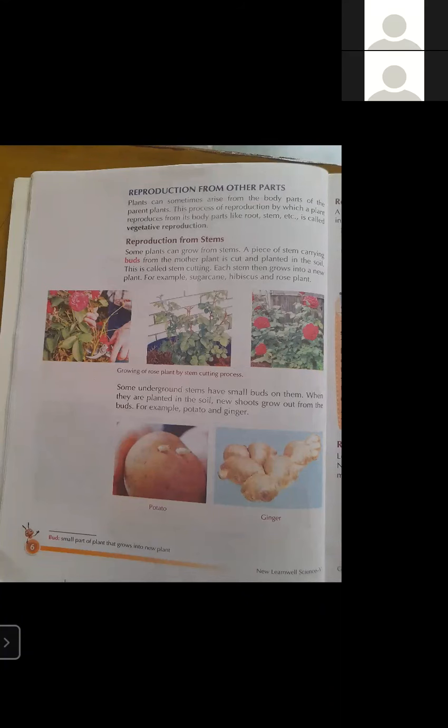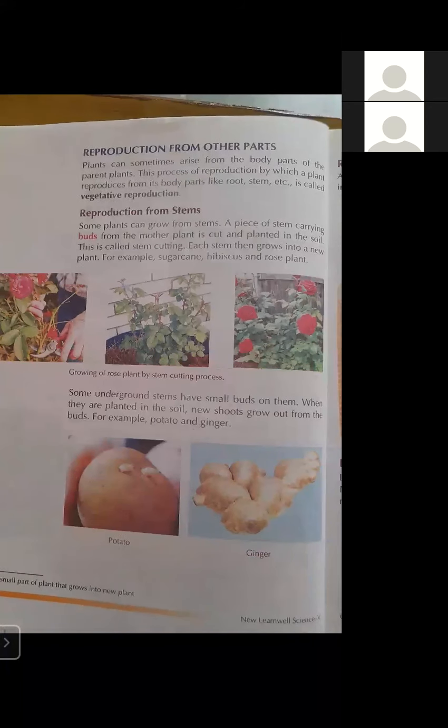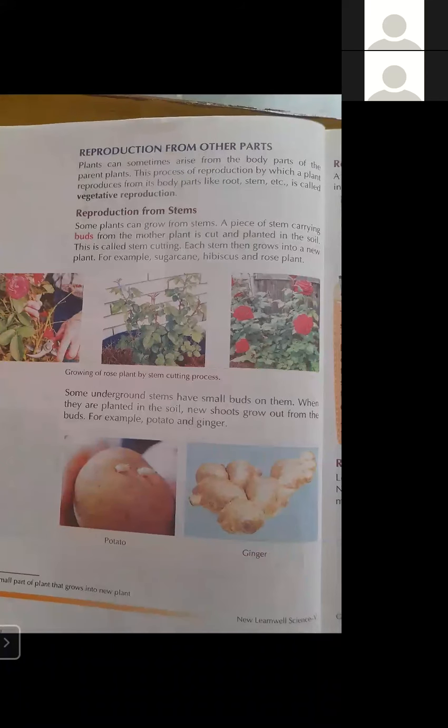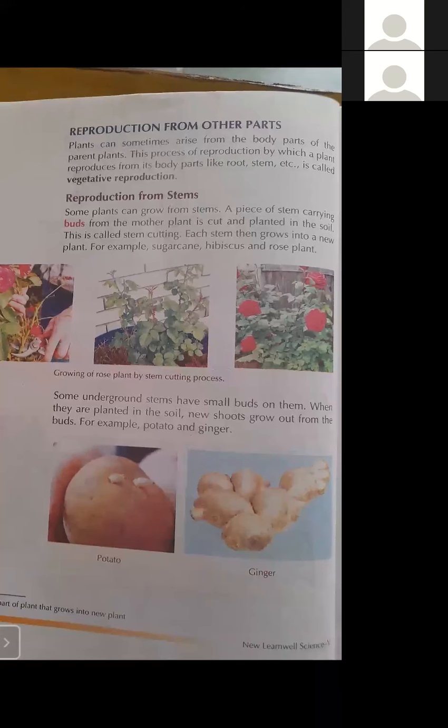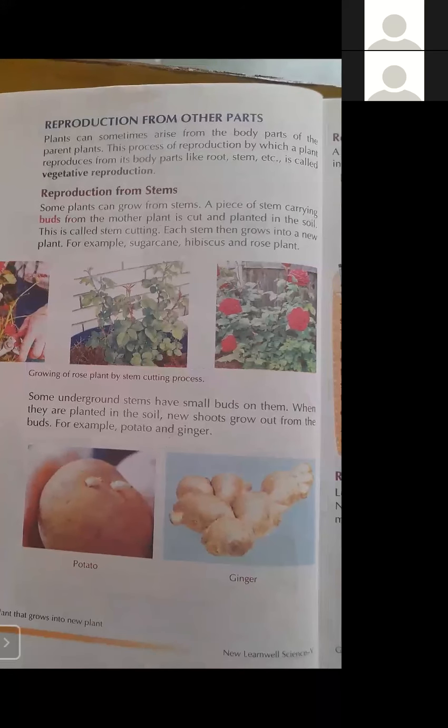What is vegetative reproduction? The process of reproduction by which a plant reproduces from its body parts like root, stem, etc. So basically the reproduction from root, stem, leaves is known as vegetative reproduction, because root, stem, leaves are vegetative parts, and the reproduction from vegetative parts is known as vegetative reproduction.